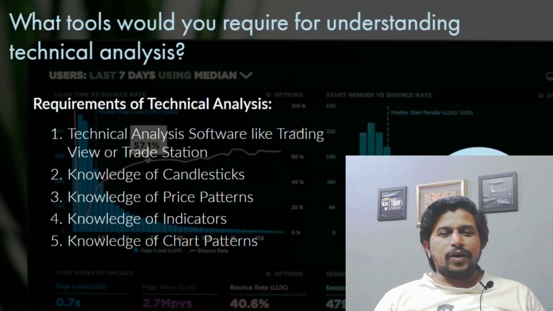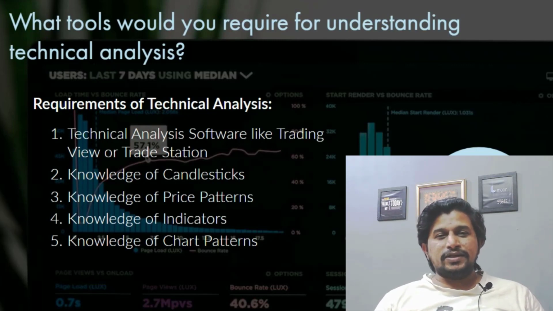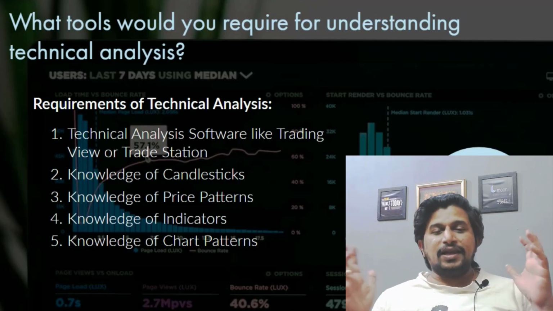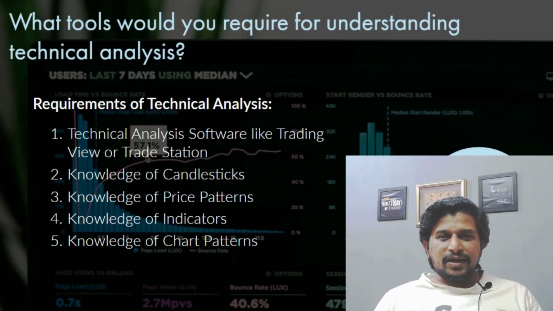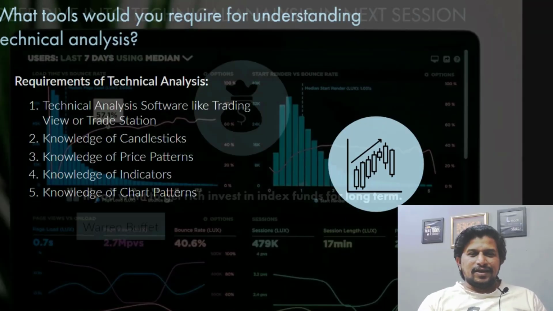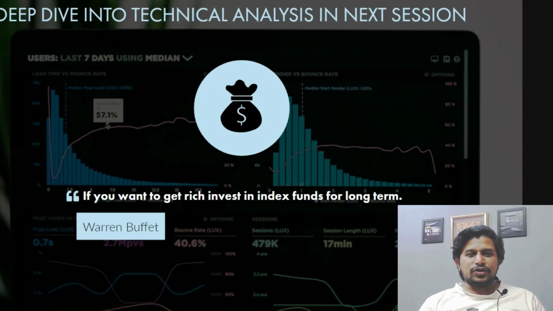So what are the tools required for technical analysis? Technical analysis software like TradingView or TradeStation, and knowledge of candlesticks, knowledge of price patterns, knowledge of indicators, and knowledge of chart patterns. All this information is required to trade with technical analysis in the secondary markets. That's the requirement, and in the next session we will look into a deeper dive into technical analysis.